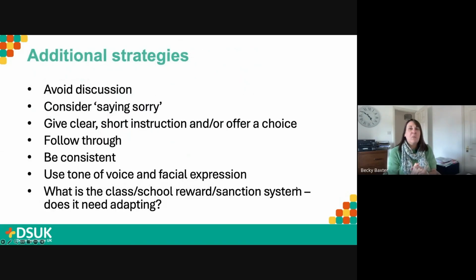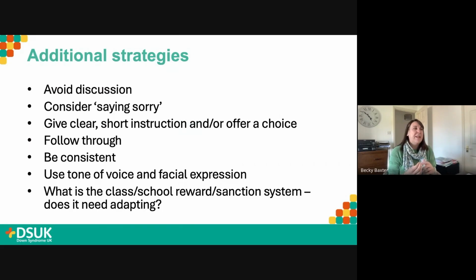Additional strategies I've just popped on there. Avoid that discussion, as I've talked about. Consider saying sorry. I would say that's one of those things that you've probably already done and put in place. What happens is that you say, "You have to say sorry," and they go, "Sorry, sorry, sorry, sorry." Or they go, "No, you will say sorry." "No, I won't." And now I've got you stuck here talking, and the child stuck here talking, and they've got all the attention and focus on me.